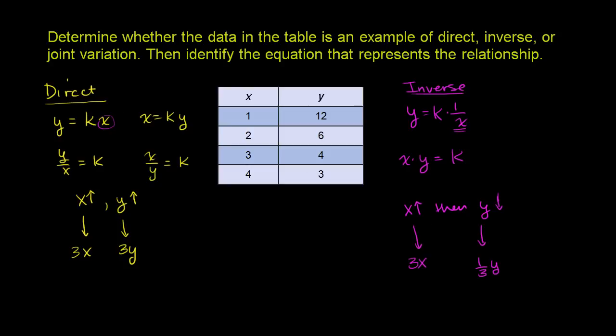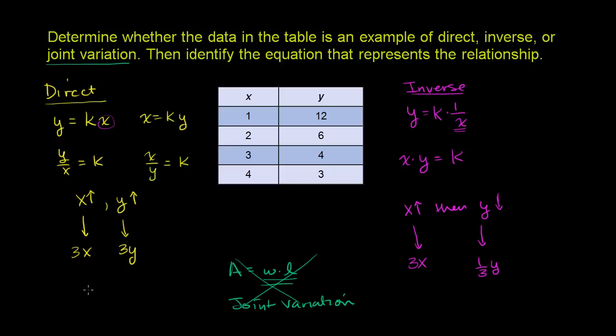Now finally, they talk about something called joint variation. And this one you won't necessarily see in an introductory algebra course. But joint variation deals with more than one variable. So if I told you that the area of a rectangle is equal to the width times the length, this is an example of joint variation. Area is proportional to two different quantities. So the main telltale sign for joint variation is that you're dealing with more than two variables. In this example, they're only giving us two variables, so you can rule out joint variation right from the get-go.